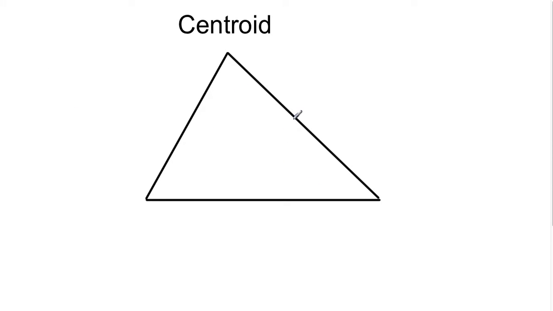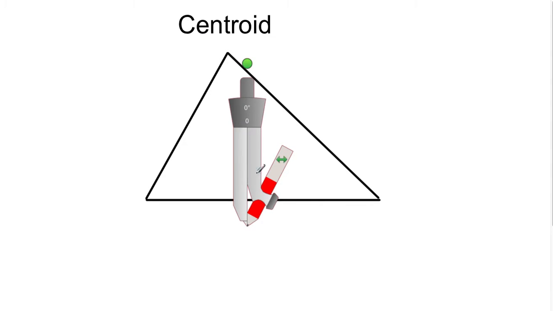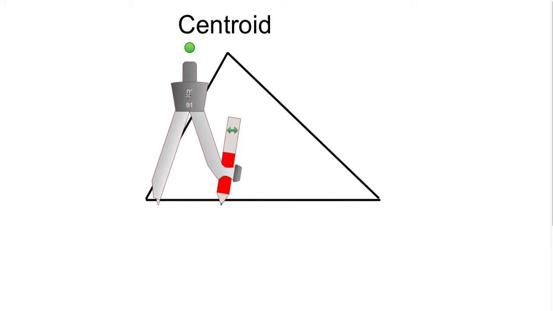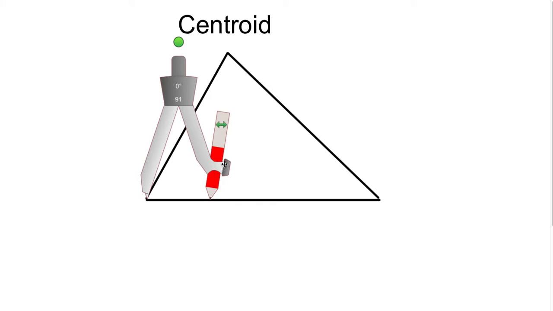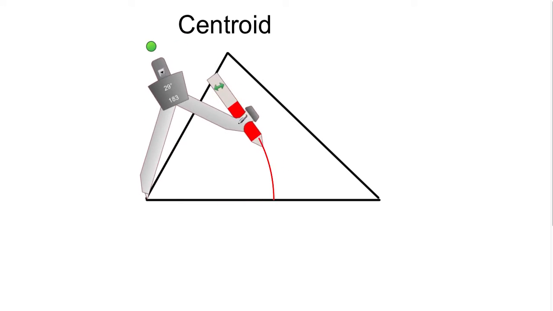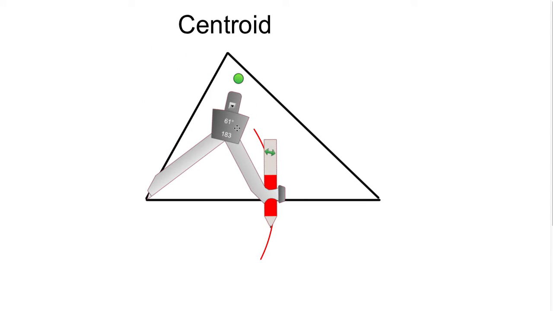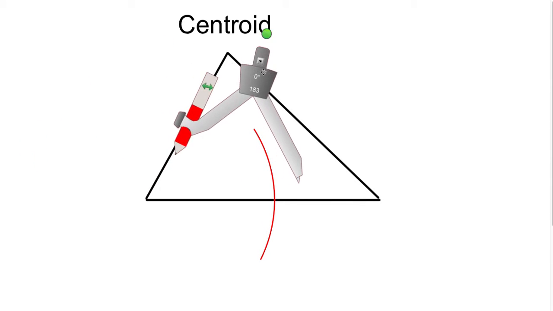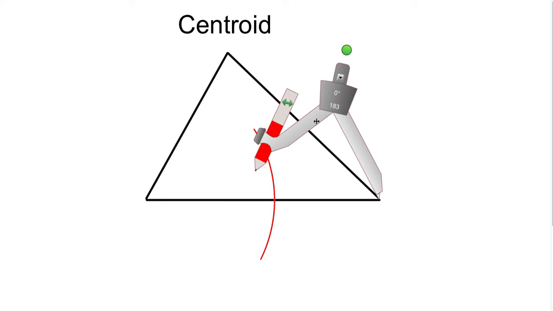Now the centroid is where the medians intersect. The median goes from the midpoint of a side to the opposite vertex. We don't have to worry about the 90-degree element here, but we are going to be bisecting. So if I start with red this time, and remember to bisect, we want to extend our compass a little bit more than halfway and draw some arcs. So there's one there. If I go back to this corner, there we go.